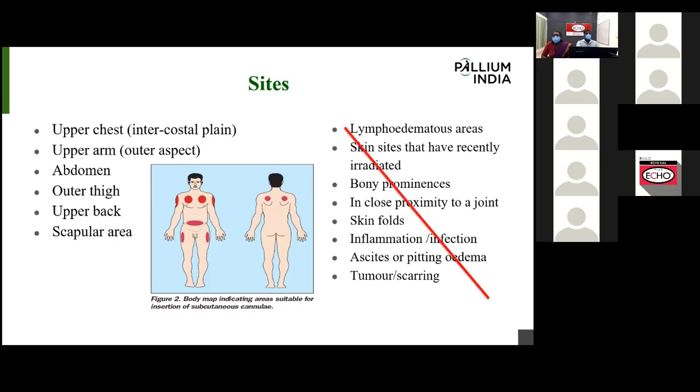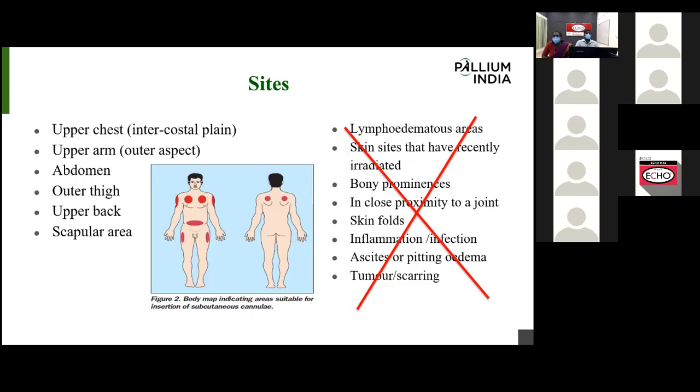These are the areas where we cannot give subcutaneous injections. First one, lymphedematous area. If the patient has cancer on the right or left side, along with lymphedema on that side, we cannot give the subcutaneous injection on that arm, we need to avoid it. Then, skin sites that are recently irradiated, or where we notice any sign of it, we cannot give there. Then bony prominences. Then the area nearest to the joint region we cannot give. Then if the patient is severely obese, where we can see skin folds.